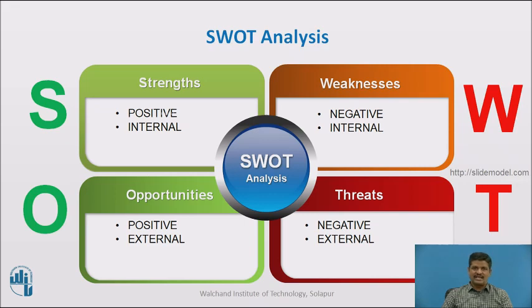As you can see on the slide, strengths are positive internal characteristics which help for success and growth. On the other hand, weaknesses are negative and internal characteristics of a person or an organization which are detrimental for progress and success. Opportunities, on the other hand, are positive and are external elements in the environment which help an organization or an individual to grow and expand. Threats are negative and external elements in the environment which can do serious damage to a person or an organization. So this is all about SWOT analysis and SWOT matrix.